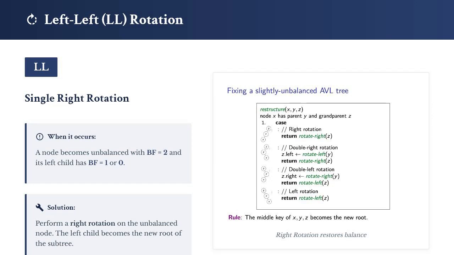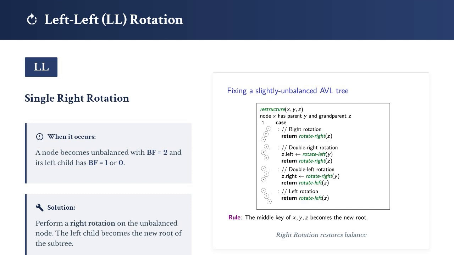The left-left rotation is also called a right rotation. We use it when a node becomes unbalanced because its left subtree is too tall on the left side. This happens when a node has a balance factor of 2 and its left child has a balance factor of 1 or 0. For example, imagine a tree with 30 at the top, 20 on the left, and 10 on the far left. After adding 10, the top node has a balance factor of 2. Its left subtree has height 2, while its right subtree has height 0. And node 20 would have a balance factor of 1.